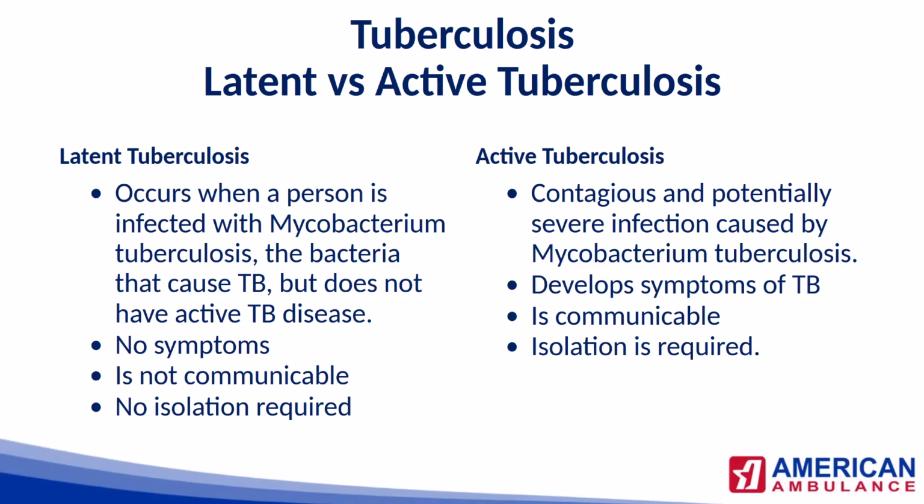In contrast, active TB disease manifests when the TB bacteria become active and multiply, leading to symptomatic illness. Common symptoms include persistent cough, chest pain, coughing up blood, fever, night sweats, fatigue, and weight loss. Unlike latent TB, active TB is contagious, with individuals capable of spreading the bacteria through the air when coughing, sneezing, or talking. Prompt diagnosis and treatment are crucial to prevent the spread of active TB and its potential complications.